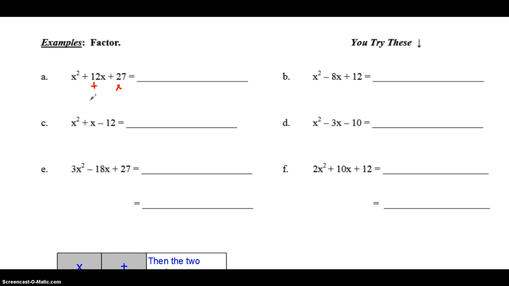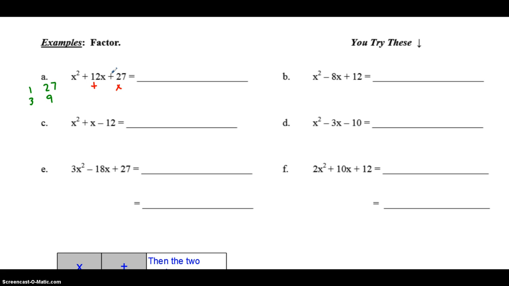So for this first one, it is a simple trinomial. There's a 1 in front of the x squared, 3 terms. I see my x squared term, my x term, my constant. So I need to find two numbers that multiply to 27 and add to positive 12. So there's 1 times 27, 2 won't work, 3 times 9, 4, 5, and 6 don't work, 7, 8 don't work, so those are the only factors I've got.